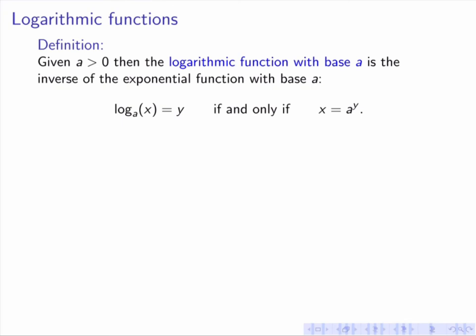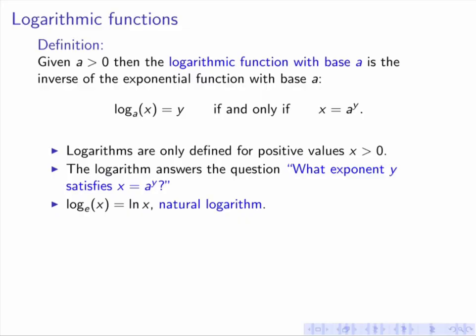A logarithmic function with a base a is the inverse of the exponential function with the base a. So we say log_a of x is equal to y if and only if x is equal to a to the y. So logarithms are only defined for positive values of x. And the logarithm answers the question, what exponent y satisfies x is a to the y? That's what the logarithm does. And a particular logarithm is the inverse of the exponential function to the base e. So log_e of x is ln x. So we write ln for the natural logarithm.